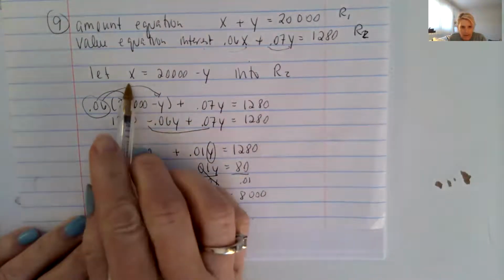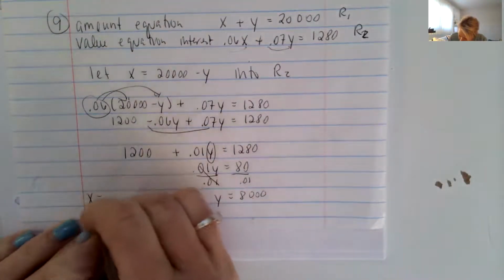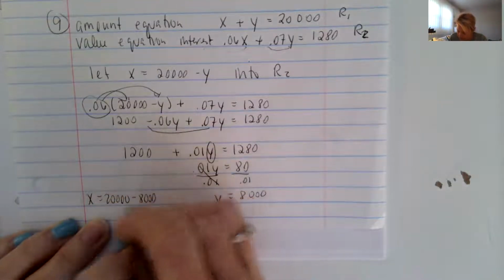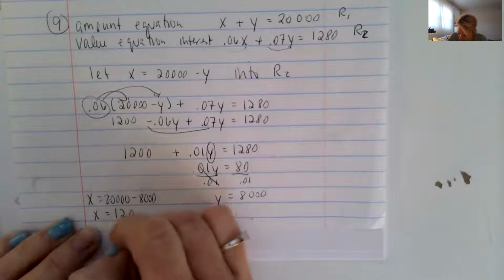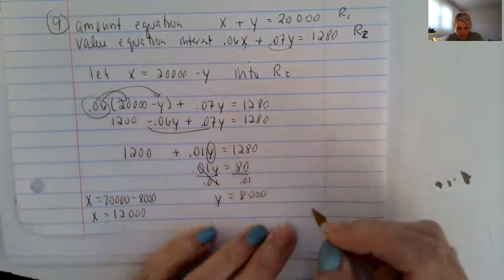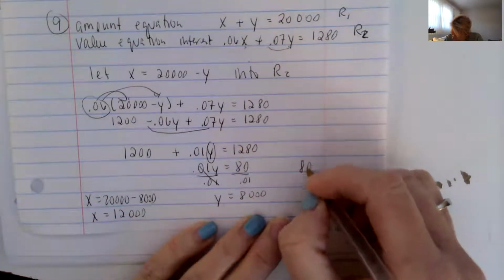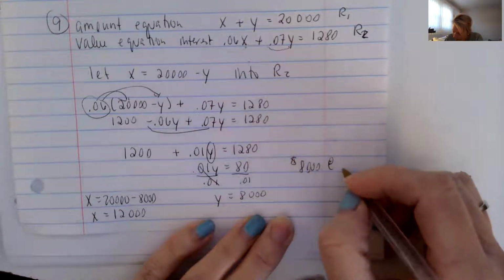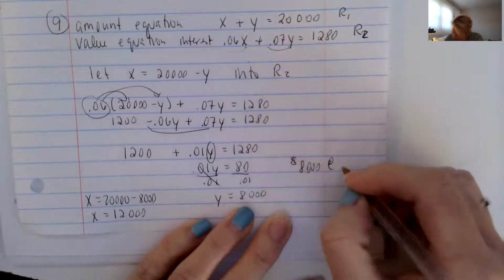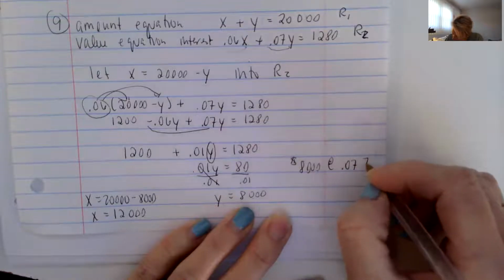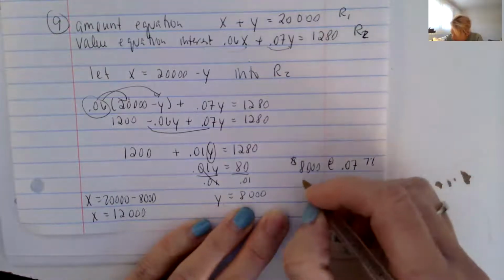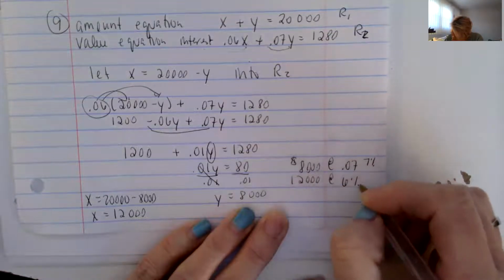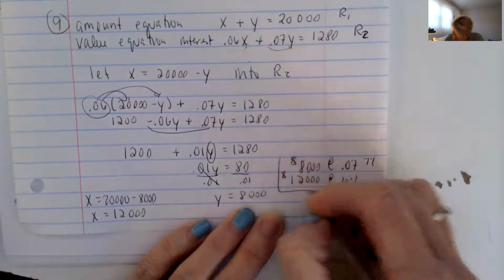And so that means X is $20,000 minus $8,000. So X must be $12,000. So I had 8,000, and I'm just going to write this, that's the Y. So that was at the 7%. And then I had the 12,000 at the 6% rate.